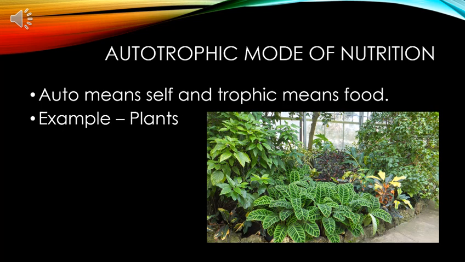Here the word auto means self and trophic means food, making their own food with the raw materials absorbed from the environment. An example of the autotrophic mode of nutrition is green plants. They make their food with the help of a process called photosynthesis. Now let's learn about this process.